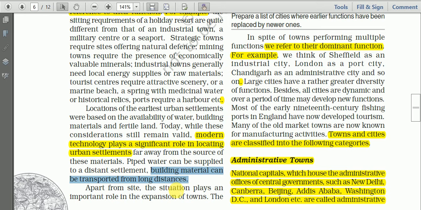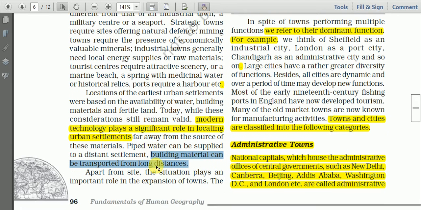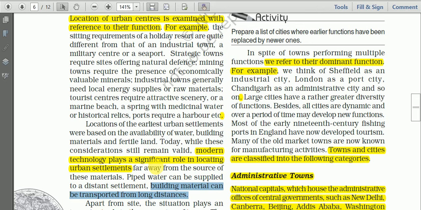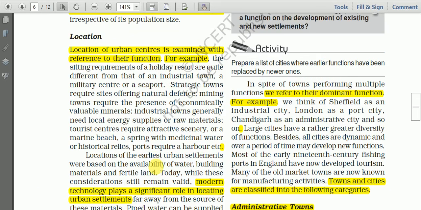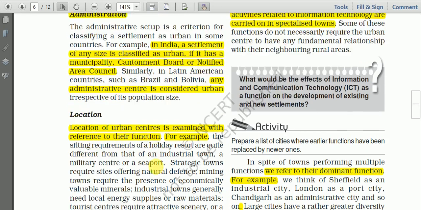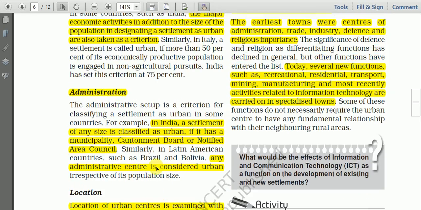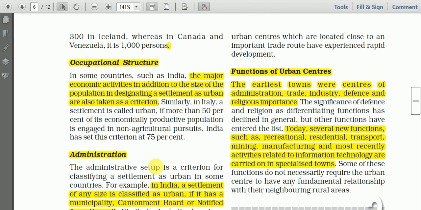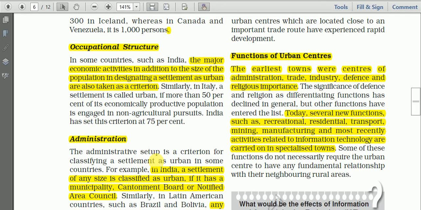So in this way, nowadays the availability of building materials, fertile land, and water do not affect the location of urban centers. Nowadays, the location of urban centers mainly depends upon the function. Very simple. As I told you, industrial towns cannot be located in a place where minerals are not found. So they have to be located where minerals are found.